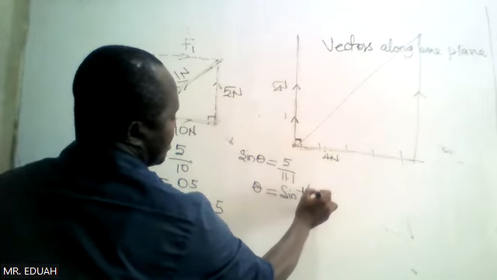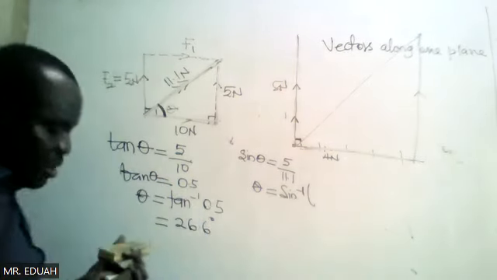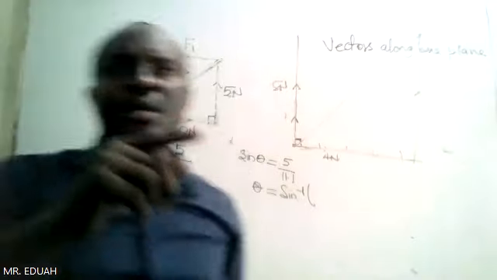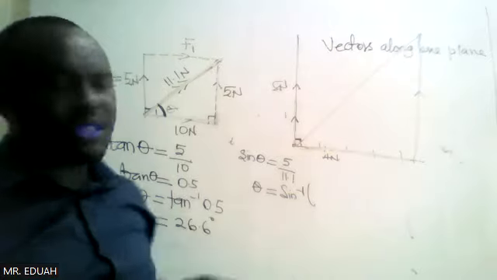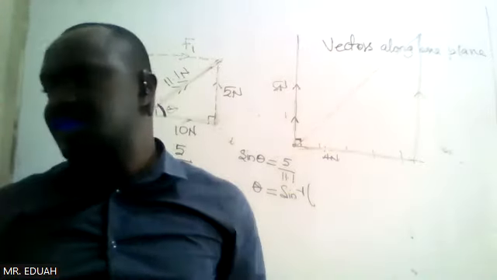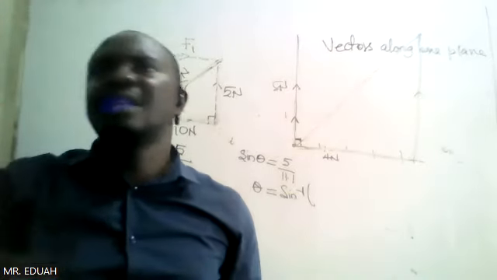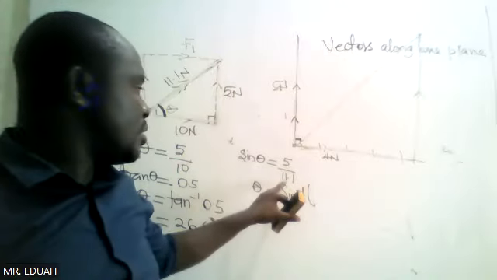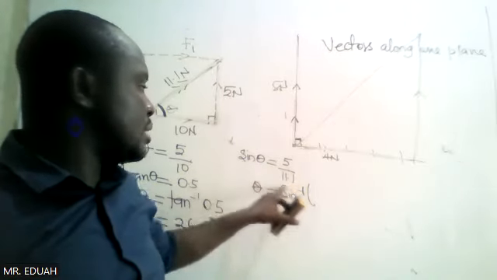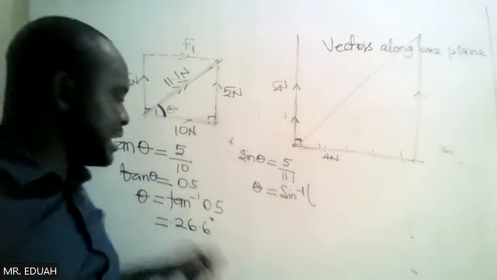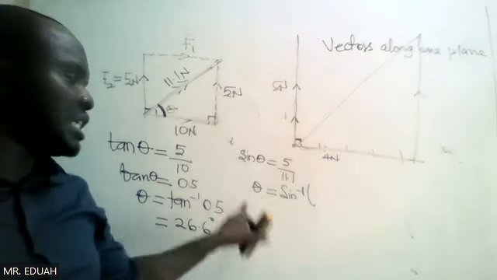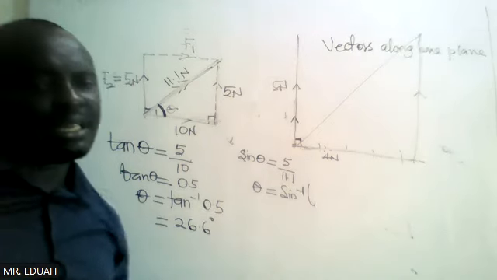Please, how do you do the inverse? You press shift on your calculator, then you look for sine. Shift sine, then you key in this one or the decimal value. If it's 10, you press shift, then 10.